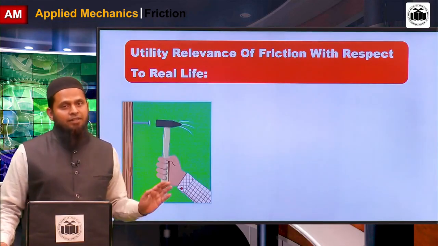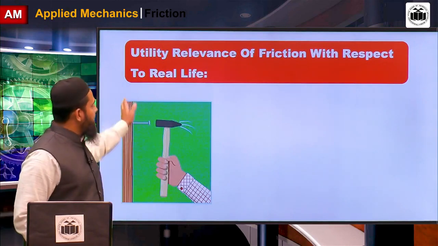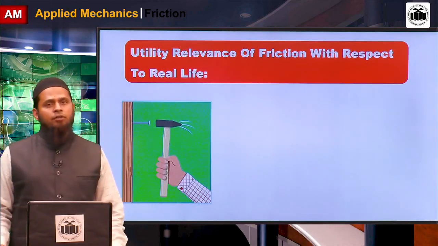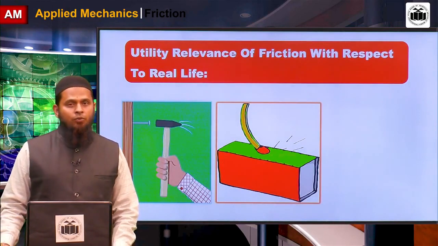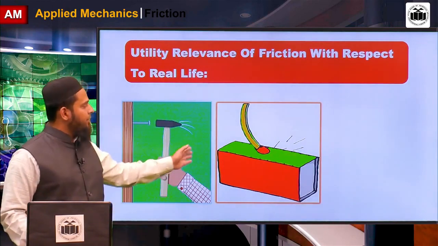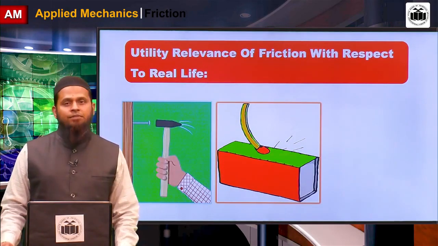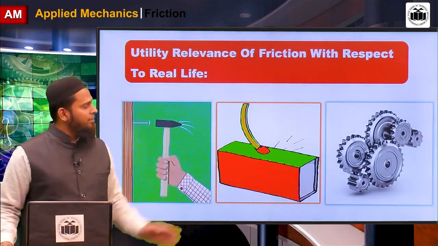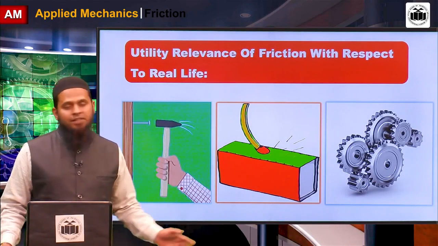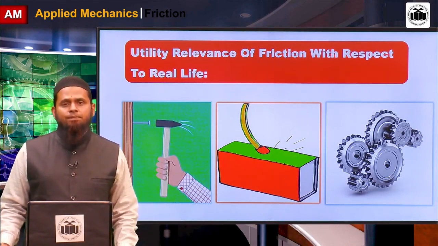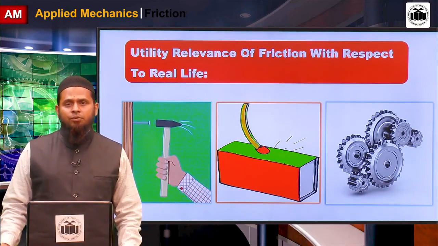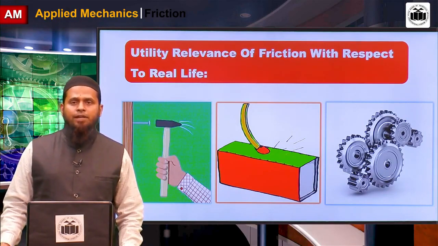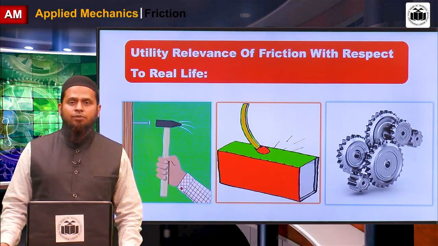We can't hammer a nail in the wall if the wall has no friction. We can't even light matches if friction is not there. And the most important in our day-to-day life, any machine or mechanism has friction. Without friction, the machine can't run.